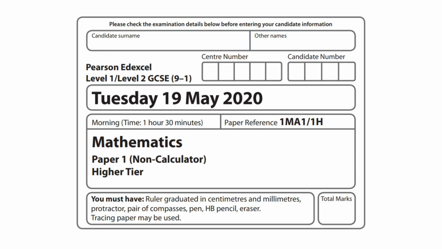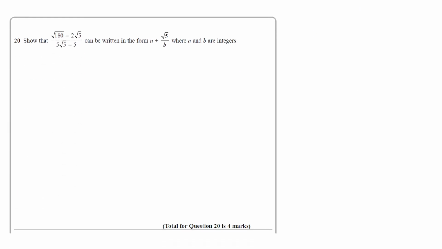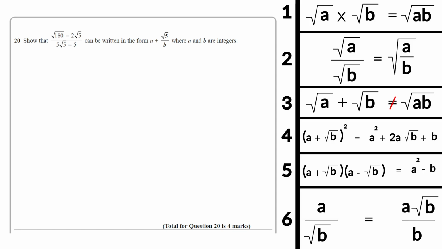If you've clicked on here to go through a quick 4-mark exam question, then look no further. This was question 20 on a GCSE Edexcel higher tier exam paper. Let's get straight into it. To answer this question, we need to know the 6 rules for surds.